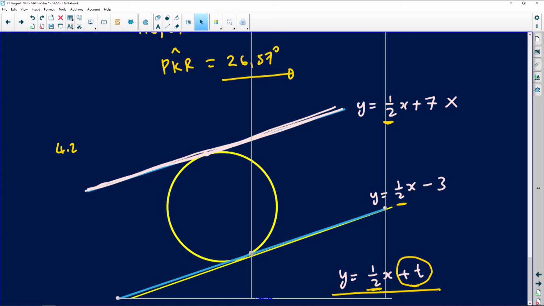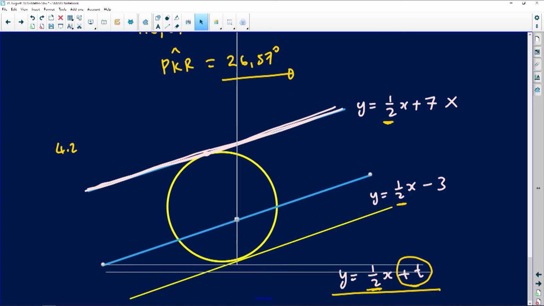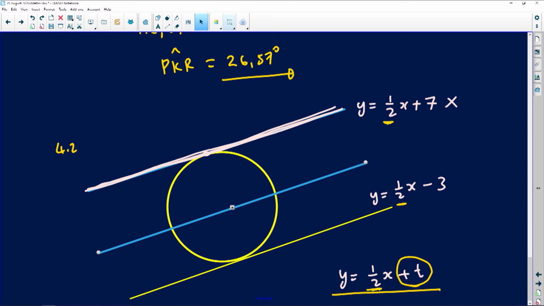So the only legal t values that you can play with when it comes to this particular line of y is equals to half x plus t. You need to see that t cannot be more than 7, because if it's more than 7, then your line will be above the top tangent. And t cannot be smaller than -3, because if it's smaller than -3, it is now going to create a straight line that is going to be below the yellow tangent.